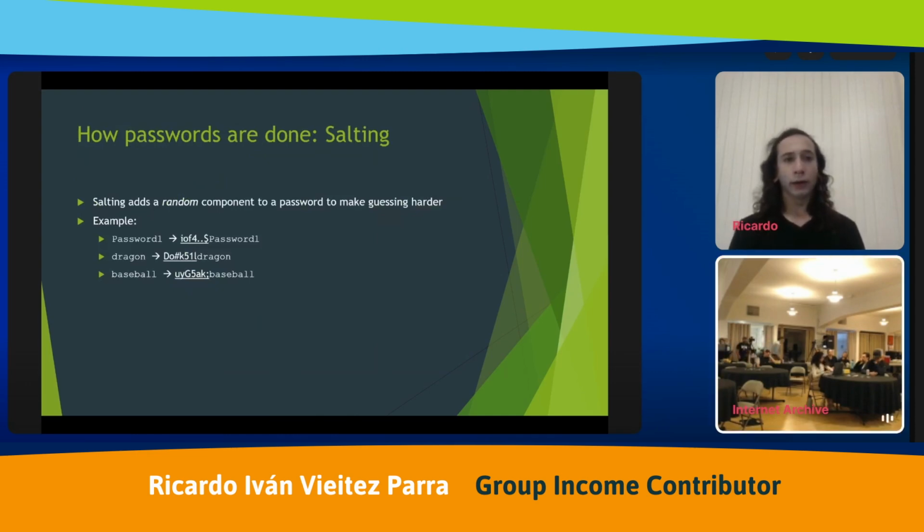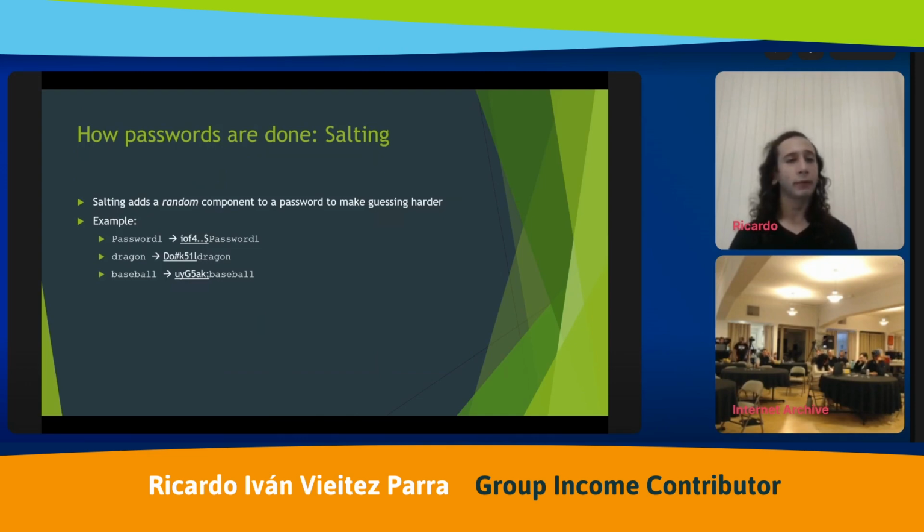So now I will go into some technical concepts that I think are required to get an understanding of the solution we came up with for this. One of those concepts is salting. What that means is adding some randomness to a password. This makes guessing a particular password harder.